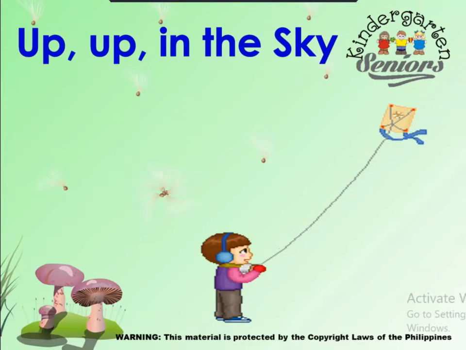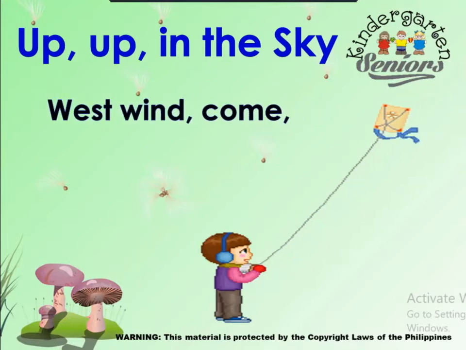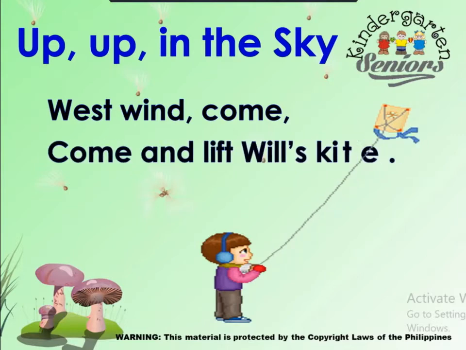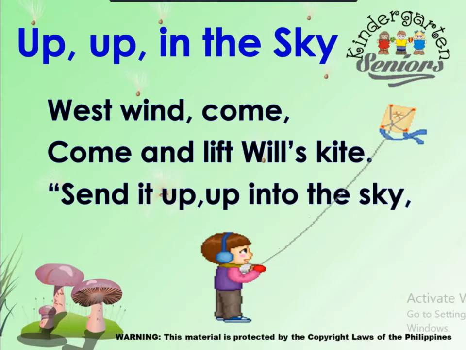Okay, up, up in the sky. Can you see what is up in the sky in the video? Oh, do you know what is that? The boy is flying a kite. Okay, so it's up, up in the sky. West wind, come. Come and lift Will's kite. Send it up into the sky. All right, let us read from the top with Teacher Marcel.